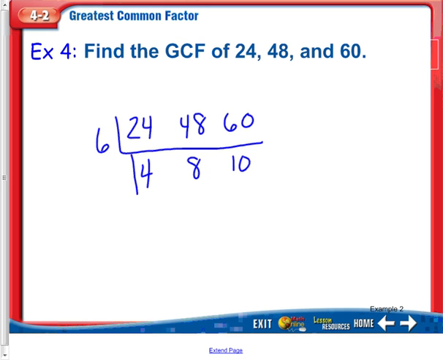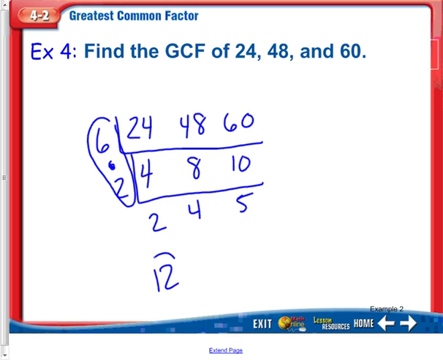And then I can divide all of those by a factor of 2, so I would have 2, 4, and 5. And I could break down 2 and 4 a little bit further, but I can't do anything with a 5, so in this case, I'm done. So 6 times 2 gets me my GCF. That should be a multiplication symbol. So the GCF for this problem is 12.